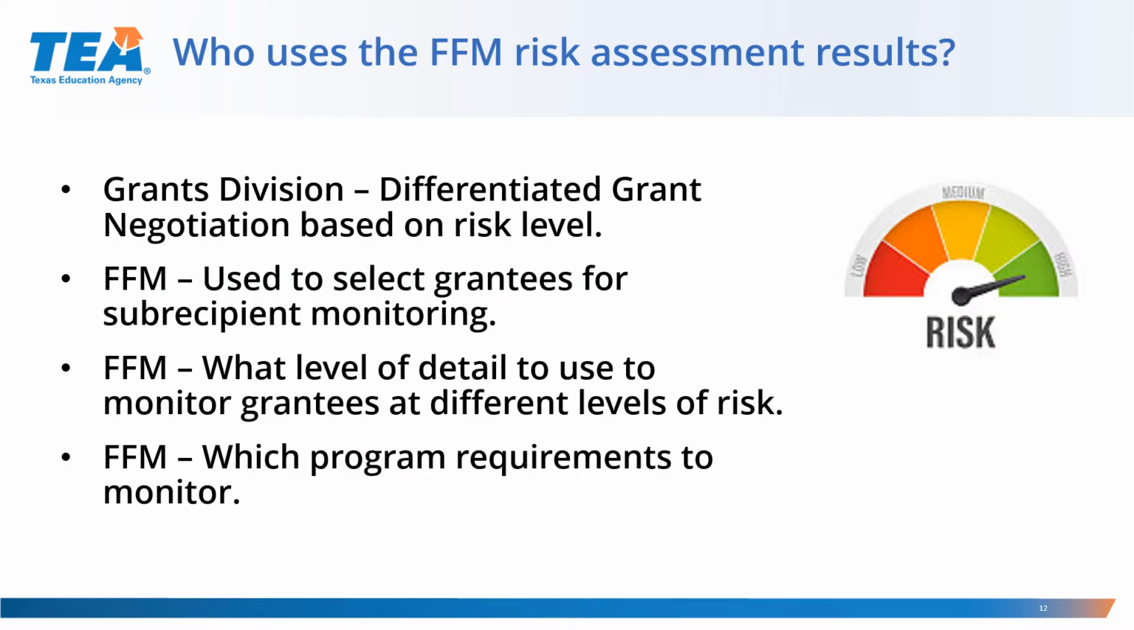So, what are the impacts of risk assessment scores for the entities? The TEA Grants Division uses the scores in their negotiations with entities each year. A higher risk level may mean more questions for the entity, for example. The FFM division also uses the risk scores to help select grantees for subrecipient monitoring for the upcoming year. Once FFM chooses an entity for subrecipient monitoring, the risk scores also determine how many transactions are reviewed by our auditors and which program requirements are reviewed. Now I'll turn it over to Lisa.